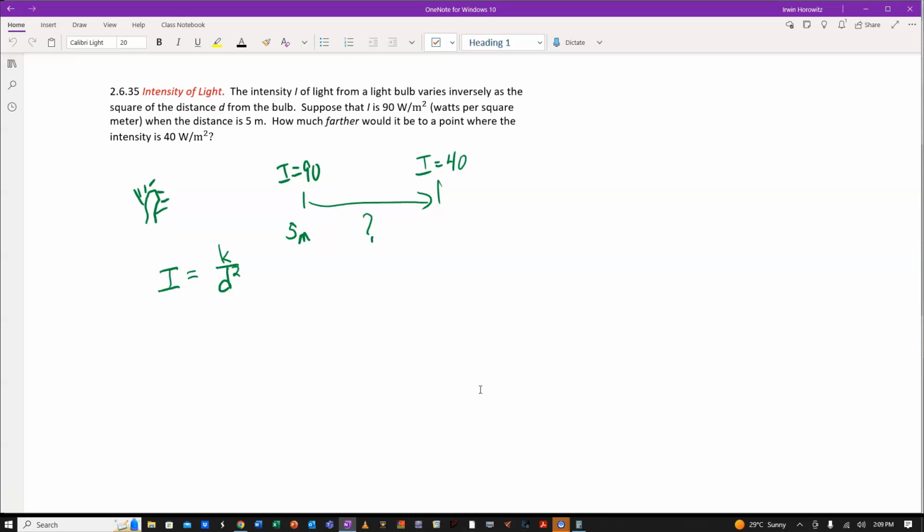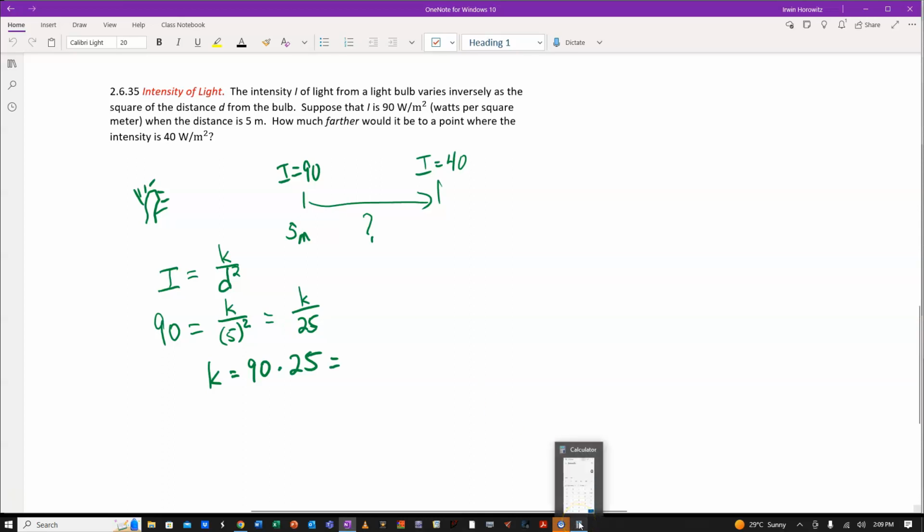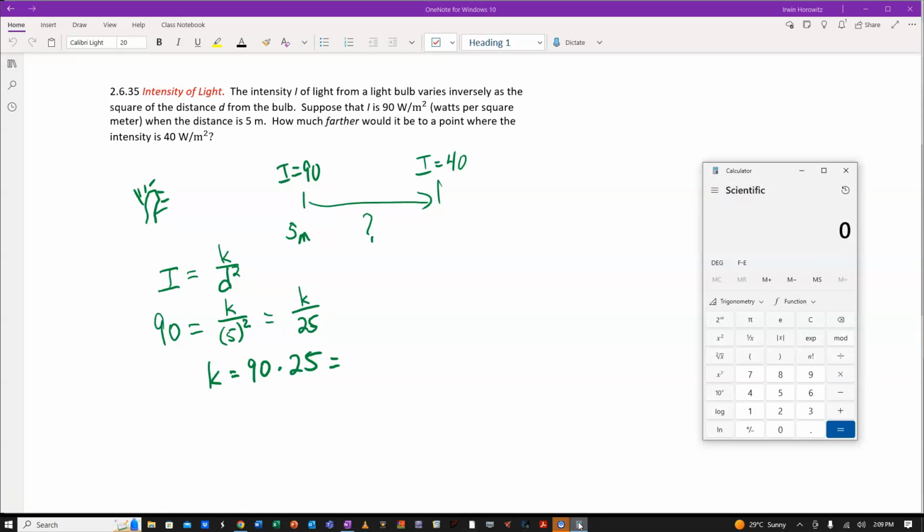So that's our equation. We are told that the intensity is 90 when the distance is 5. So we write the denominator as 25, 5 squared. k equals 90 times 25. And you can either do this in your head or with a calculator, but it should equal, let's see, 2250, I believe. But 90 times 25 is 2250.